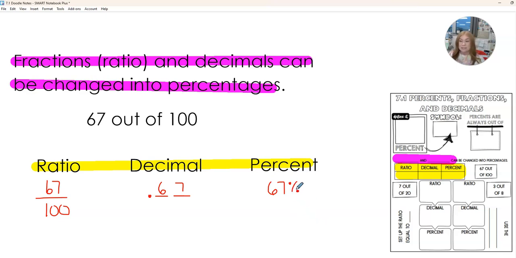So percent is telling us that it's not a full thing. 67% out of 100 is less than the full thing. You don't have 100%, you only have 67. So every time I say these, they're all out of 100: 67 hundredths, 67 out of 100. The ratio, the decimal, and the percent are all comparing a number to 100. That is our magic number.